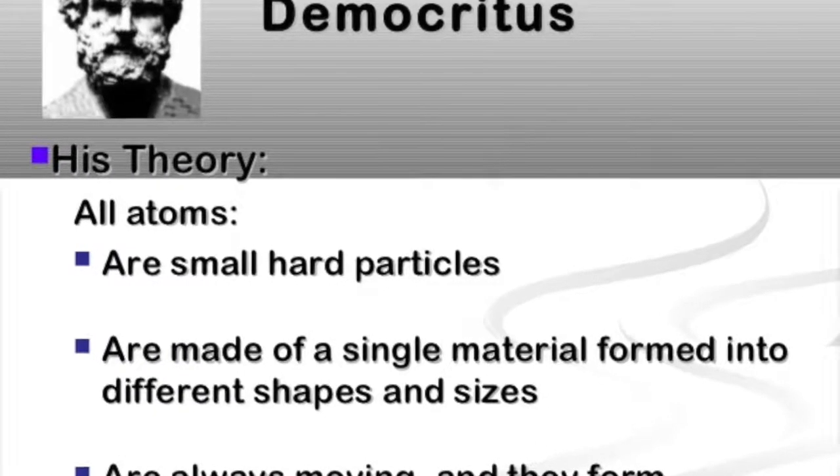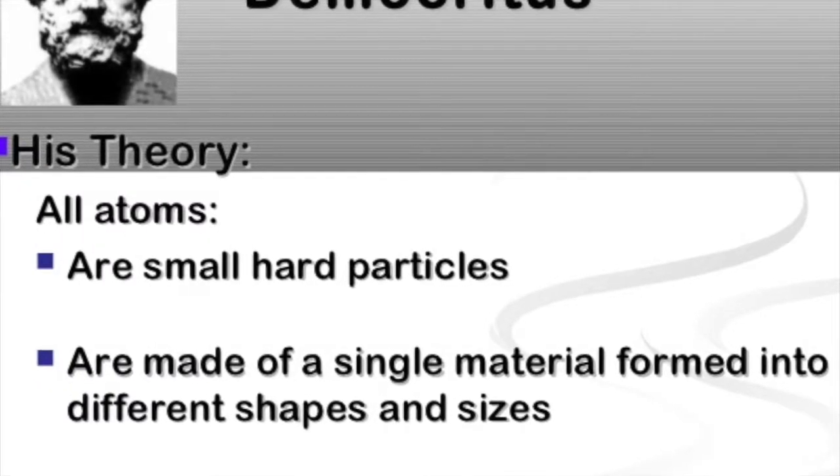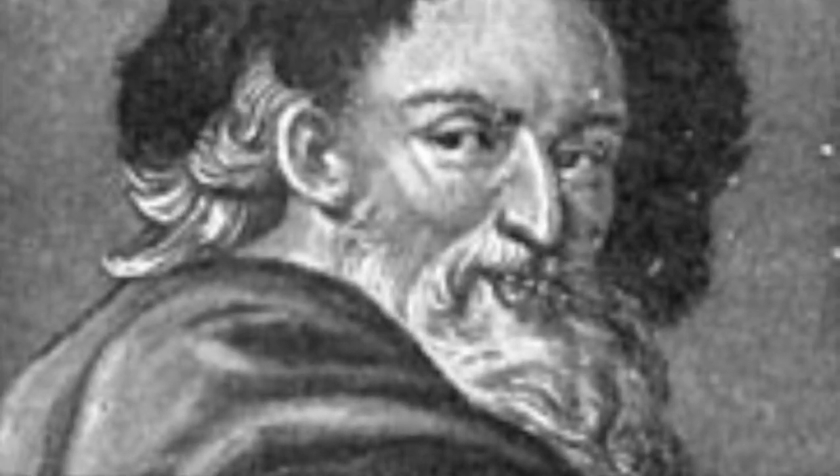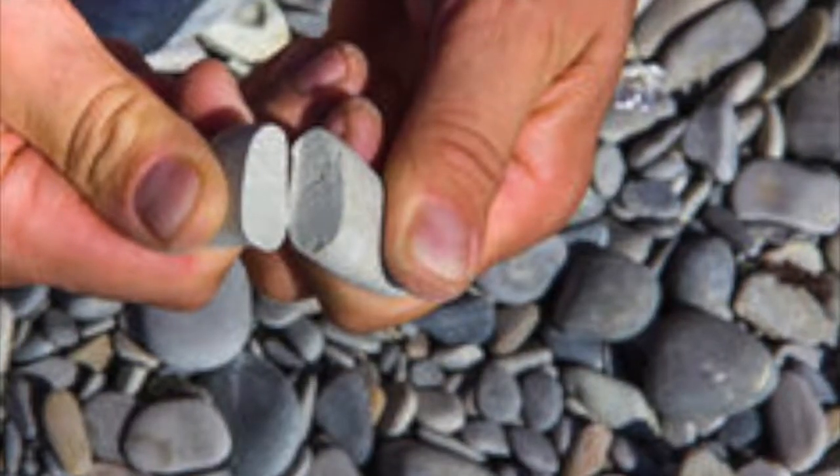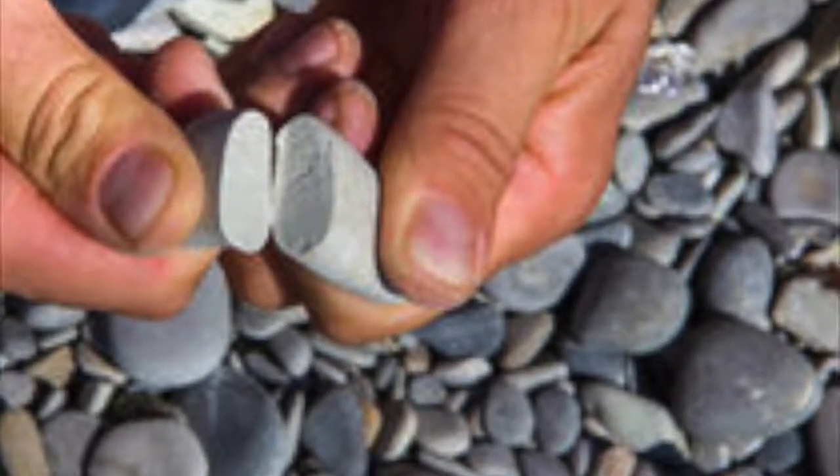The theory about atoms was first started by Democritus. What he did was, he first started by grabbing a stone, and then he chopped it in half. Then he grabbed that half and chopped it in half again.